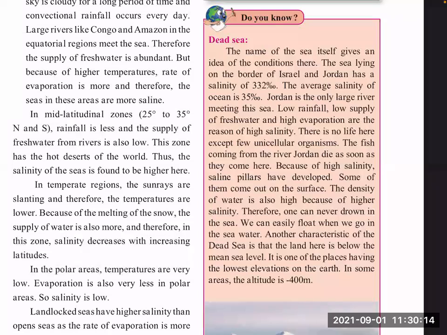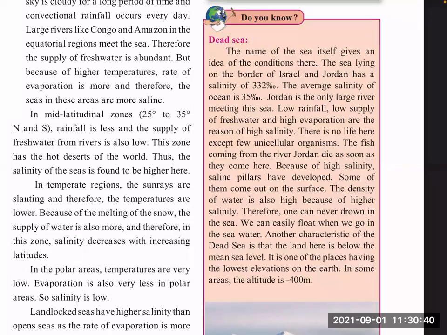Low rainfall, low supply of fresh water, and high evaporation are the reasons for high salinity. There is no life here except a few unicellular organisms. The fish coming from the river Jordan die as soon as they come here because of the high salinity. With such high salinity, it is not suitable for water animals or even plants to survive.